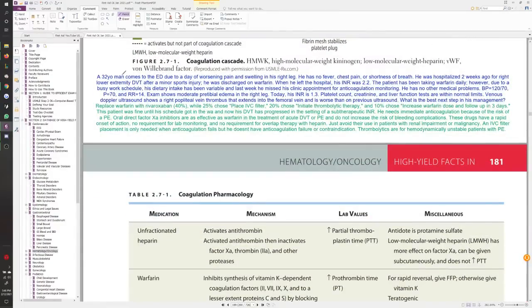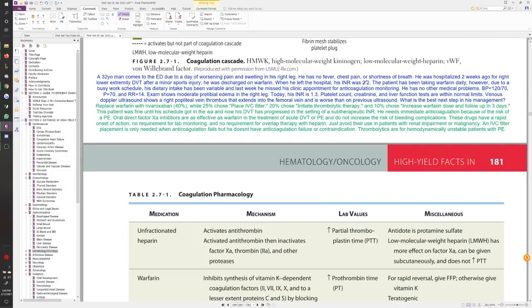Let's take a look at this question. A 32-year-old man comes to the emergency department due to a day of worsening pain and swelling in his right leg. He has no fever, chest pain, or shortness of breath. He was hospitalized 2 weeks ago for right lower extremity DVT after a minor sports injury. He was discharged on warfarin. Great. When he left the hospital, his INR was 2.2, which is good.